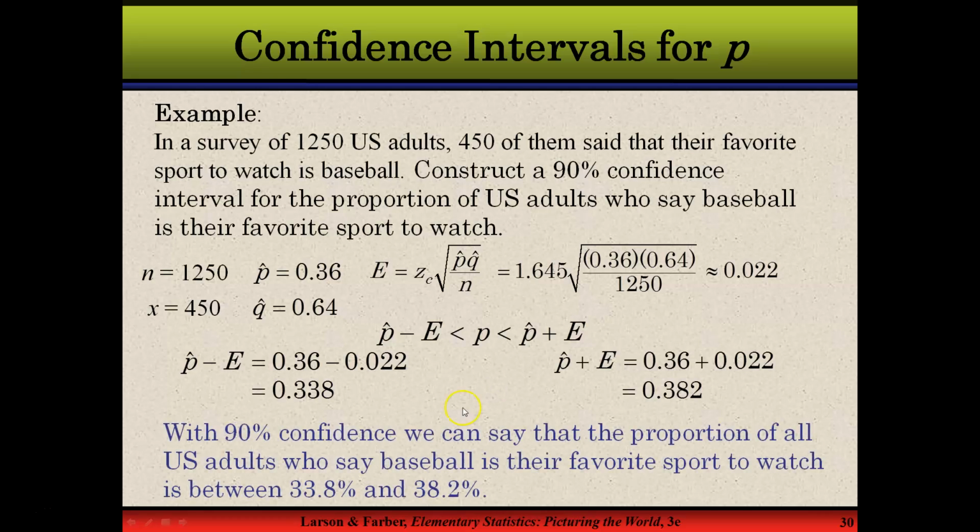And now I'm going to make my interpretation. What is the interpretation? With 90% confidence, we can say that the proportion, the percentage of all U.S. adults, see, the population, who say baseball is their favorite sport to watch is between 33.8% and 38.2%. Okay, I hope this helps.